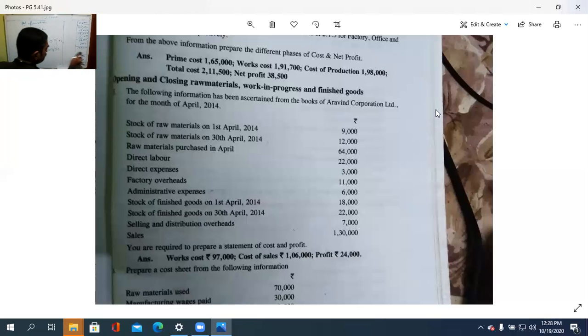Then finally, the profit. We need to calculate it because the sales is how much? Sales is 1,30,000. Minus 1,30,000, 24,000 is the profit. This is the case. This adjustment with regard to RM, FG and WIP needs to be taken care of. Clear?